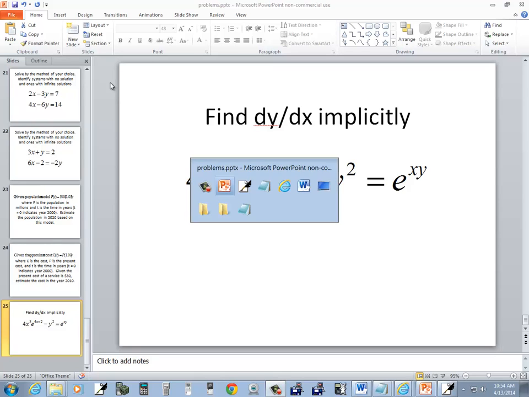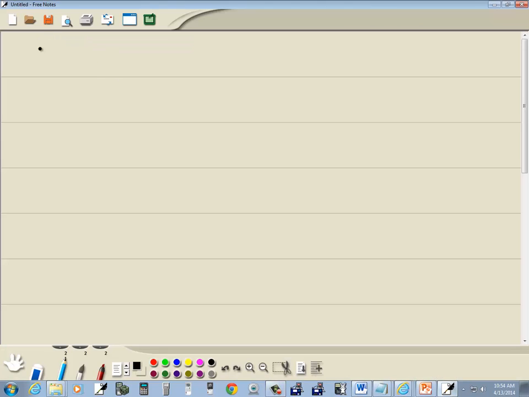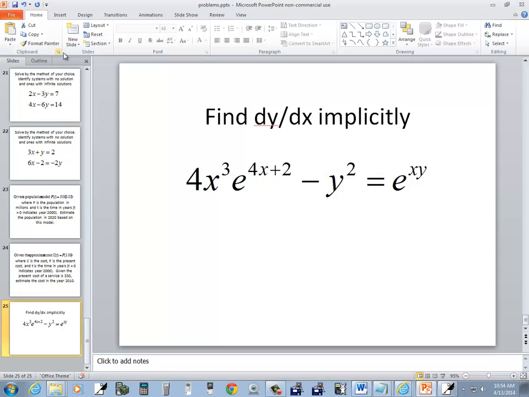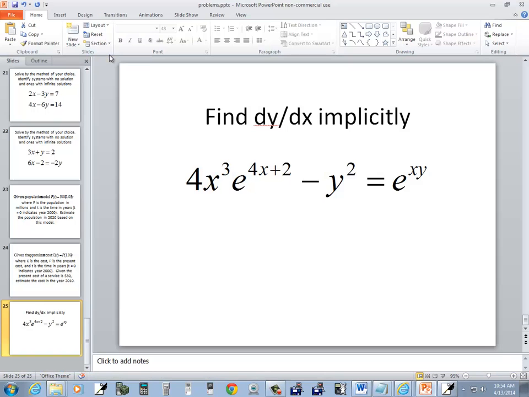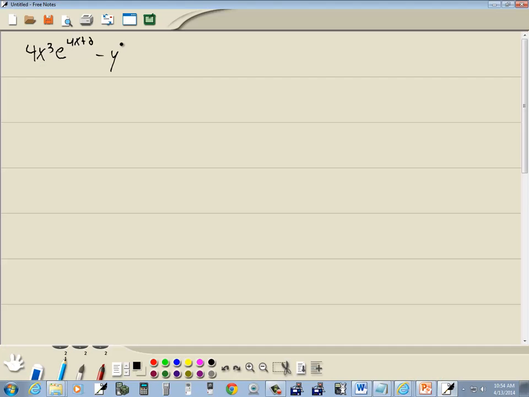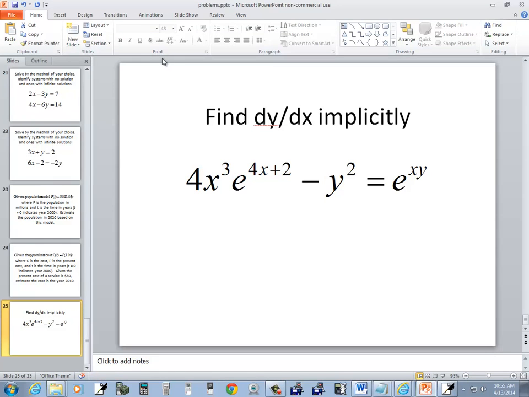Let's take a look at this problem. We got 4x to the third, e to the 4x plus 2, minus y squared equals e to the xy. And it says find dy/dx implicitly.